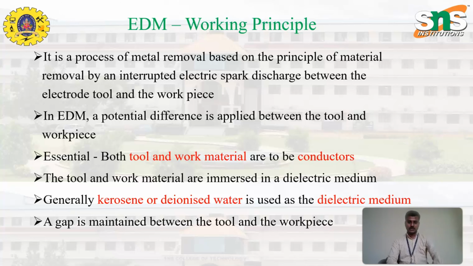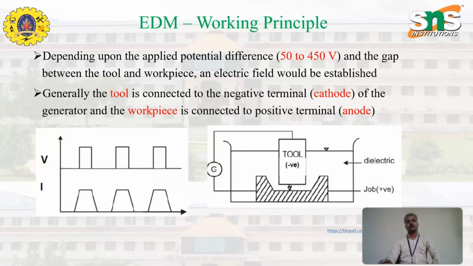The tool and work material are immersed in the dielectric medium. Generally, kerosene or deionized water is used as the dielectric medium, because it should not corrode the tool and the workpiece. A gap is maintained between the tool and the workpiece. Depending upon the applied potential difference, with a voltage of 50 to 450 depending on the material, an electric field is established between the tool and the workpiece. Generally, the tool is connected to the negative terminal, the cathode, and the workpiece is connected to the positive terminal.